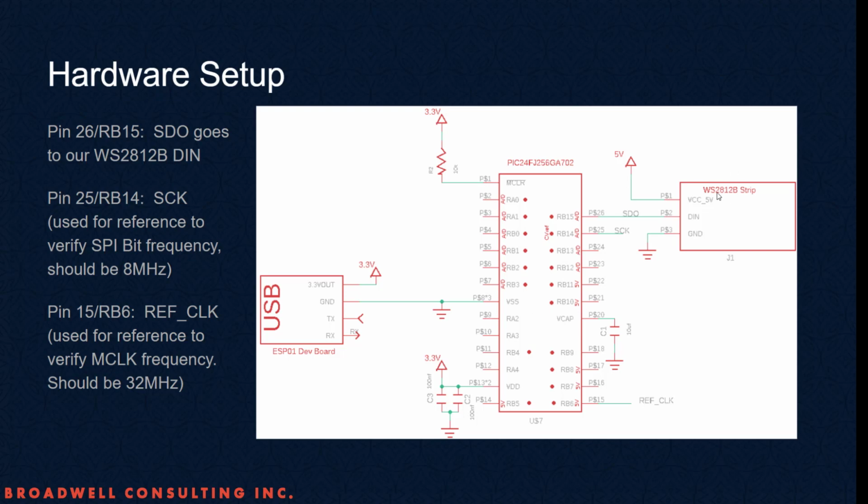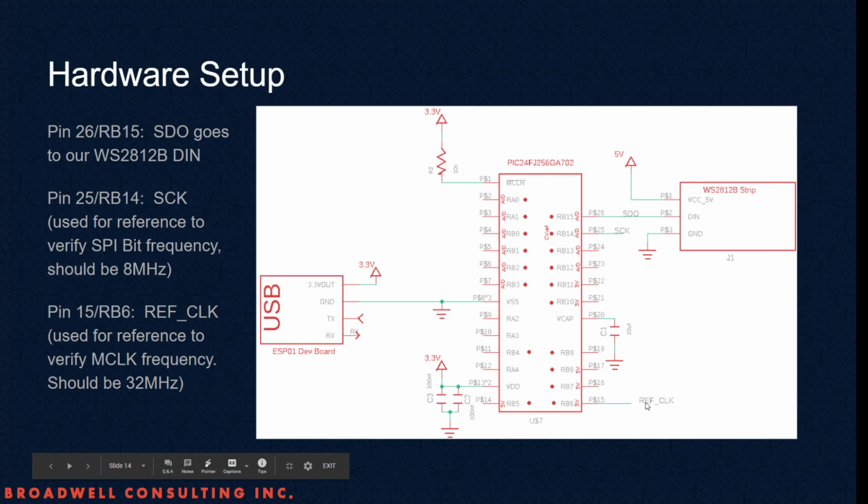For our WS2812 strip that I got from Amazon, we're going to feed it 5 volts. That's actually being fed off the USB over here. We're going to attach pin 26 RB15 to the DN. This is the data output of our SPI system. We'll set up RB14 pin 25 to show us the clock on the SPI. We don't actually need that, but since we're in development mode, it'll let us put an oscilloscope on it and see exactly what our clock rate is.